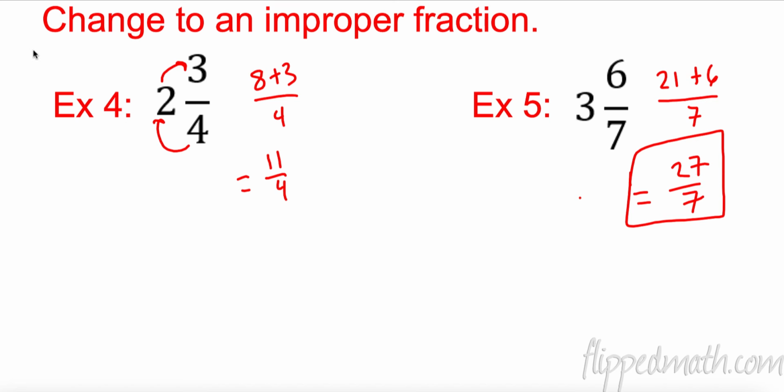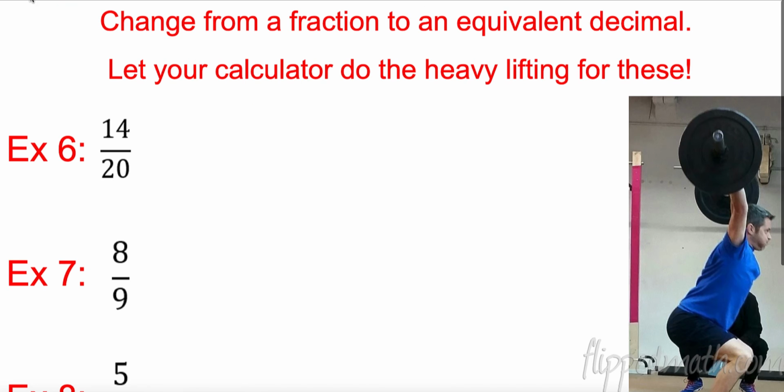That's 27 over 7. Okay, last thing we're going to learn today, and this is not even learning really. I mean, don't tell your teacher. This is just a trick. All right, so we're going to change a fraction to an equivalent or approximate decimal. So just so you know, everything in here, we're going to talk about rounding to the nearest hundredth. That, again, is two place values, right?